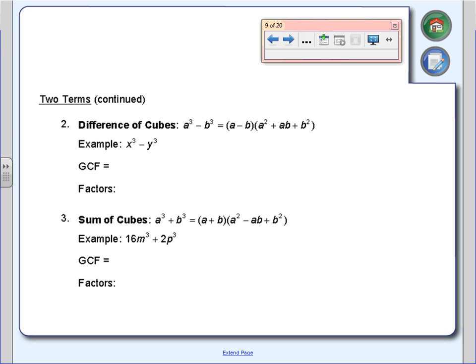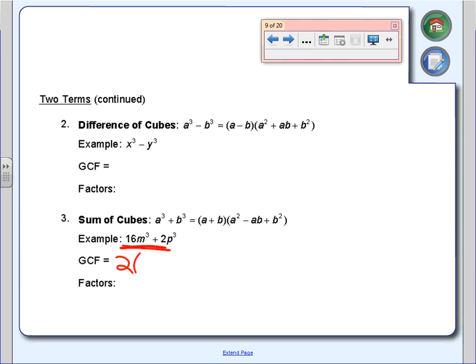So right now we're looking at this right here, 16m to the third plus 2p to the third. What we're going to do is factor that. We're going to start by looking for the GCF like we did yesterday. This particular one does have a GCF, and that GCF is a 2. So we're going to factor that out first.